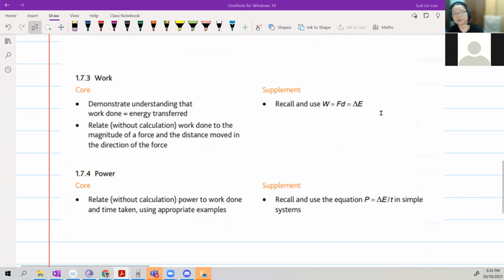So for your syllabus, we don't just do core, we do core and supplement. Basically, it's the whole thing. Okay. So that's where we'll stop. And then next week, maybe we'll take a look at power. All right. So I think energy is not new to you. You must have seen energy before, right?